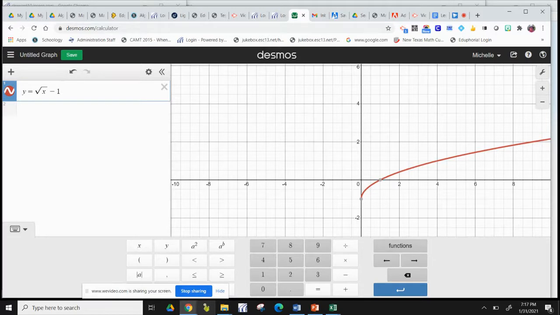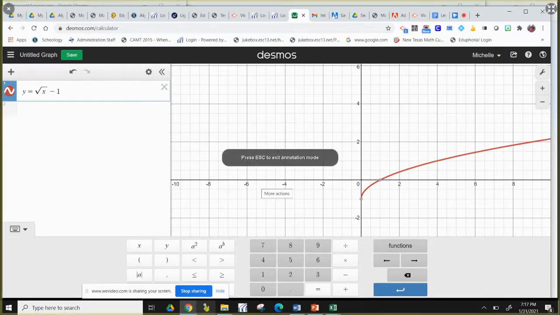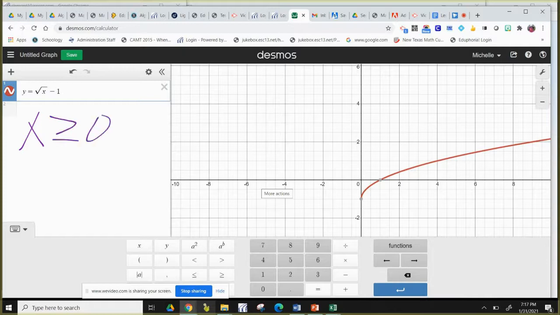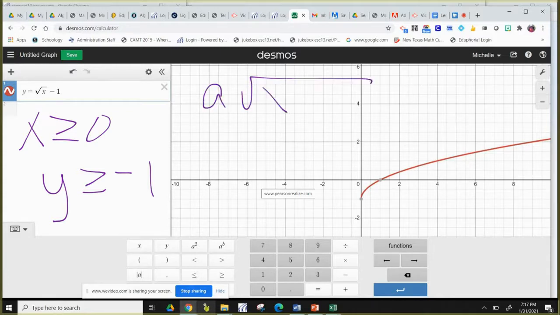Now, what's your domain? Your domain is still x is greater than or equal to 0. Your range this time is y is greater than or equal to -1. What transformation took place from the parent function? It moved down 1. You'll find that your A, H, and K, not plus h. What is it? You remember? Minus h.